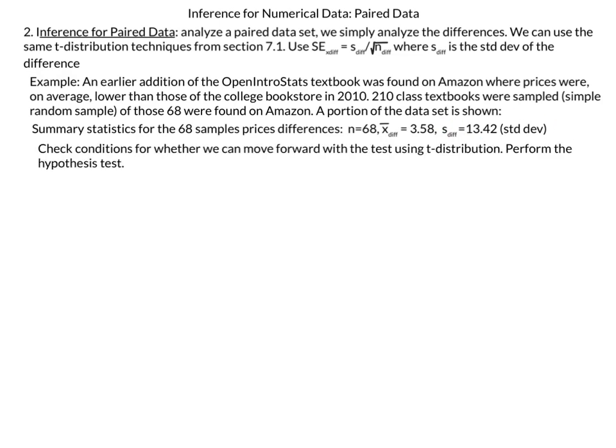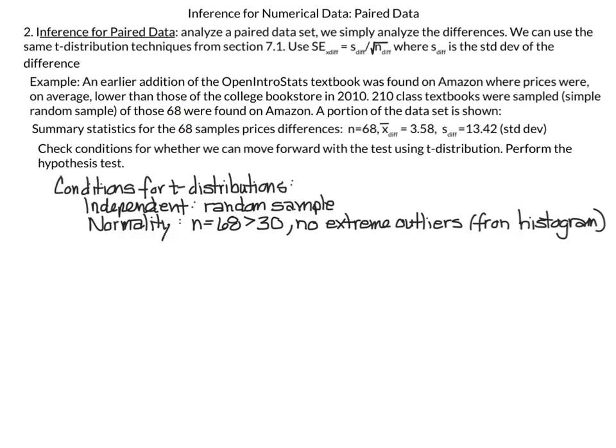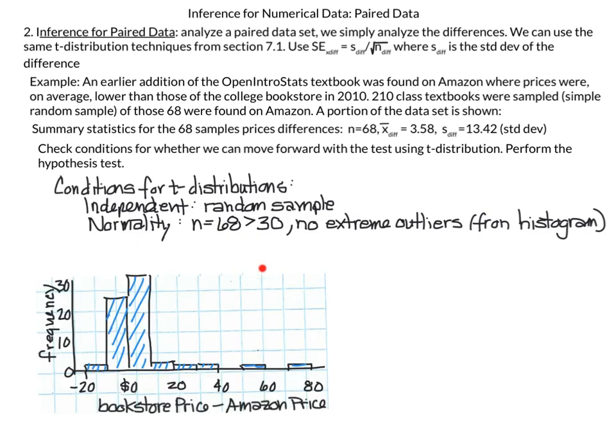The first thing is to check conditions for whether we can move forward with the test using the t distribution. Remember, for the t distribution, we want to have independent samples or observations. But here we were told this was a simple random sample. Second, if the sample size n is less than 30, we have to check that there are no real extreme outcomes. Here, our sample size is 68, so that looks pretty good. But let's take another look at that histogram. It's also worth noting there are no extreme outliers. There are these two things here, there are gaps.